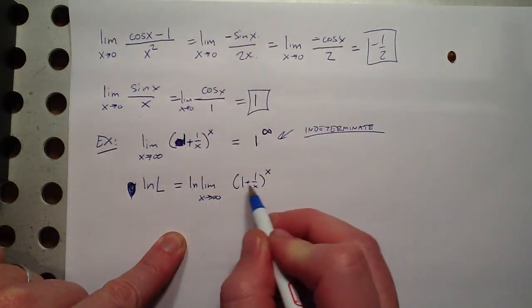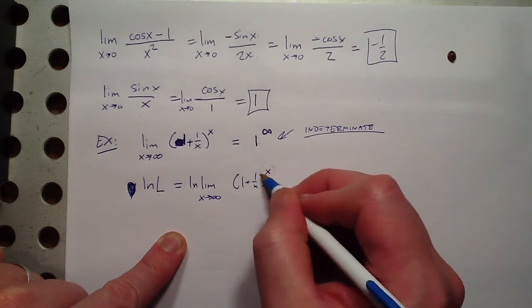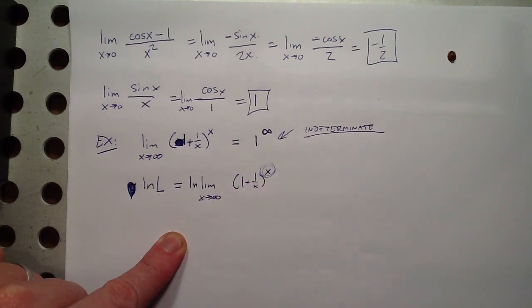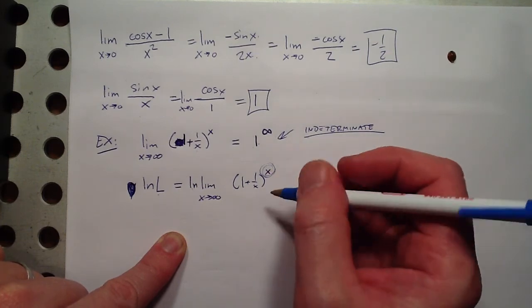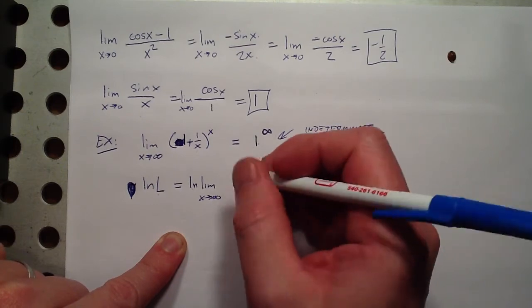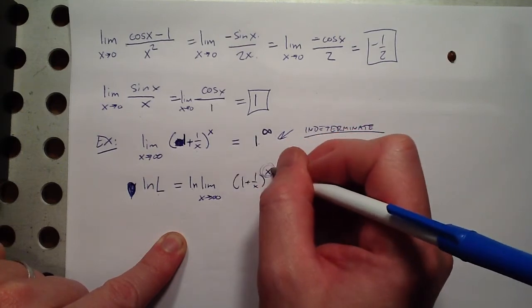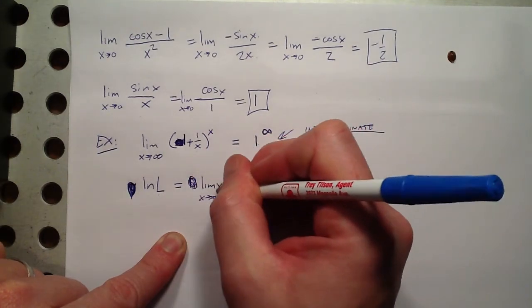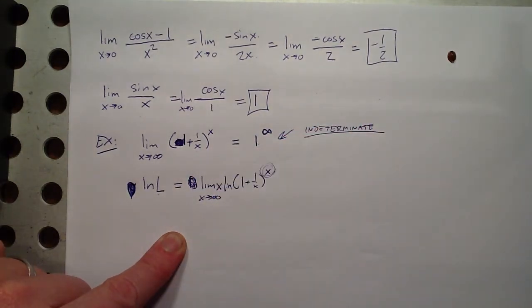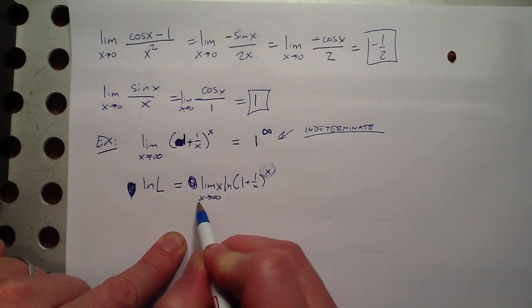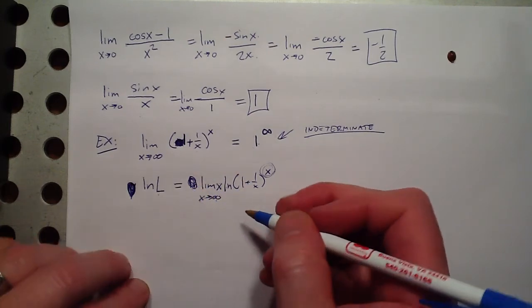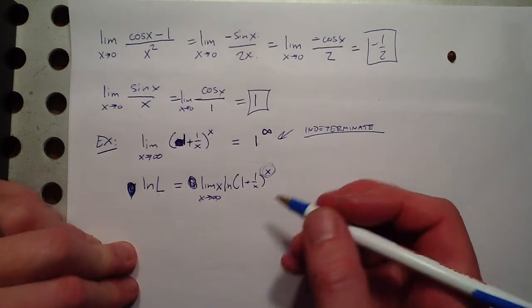Because if I take a natural log of something to a power, this gets to move to the outside, right? So let's move that down. Actually, I better keep this in here like that. Okay, I can't move the x out of that because x is going to infinity, so that can't cross the limit barrier. Okay, so now what good does that do us?